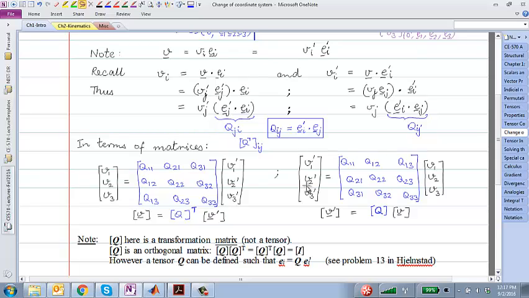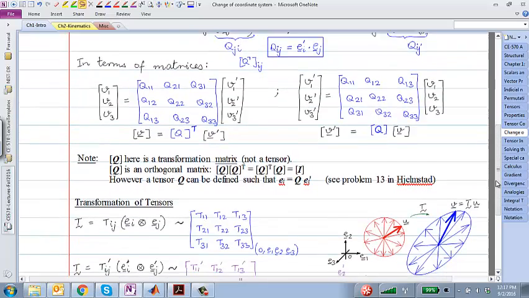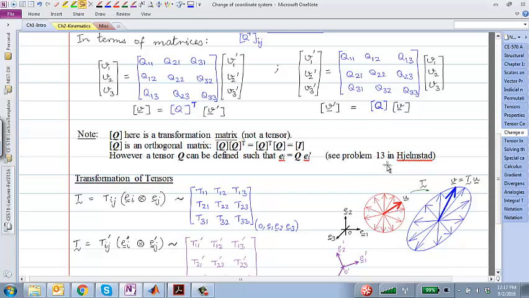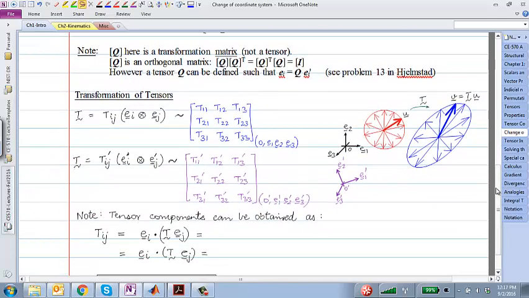Okay, but I think once you do problem 13, you would have to recognize this important difference. Once you do that, I'm sure you'll get a better understanding of why we cannot call this matrix a Q tensor. So I'll let you figure that out first, and then of course we can discuss more if you have questions.